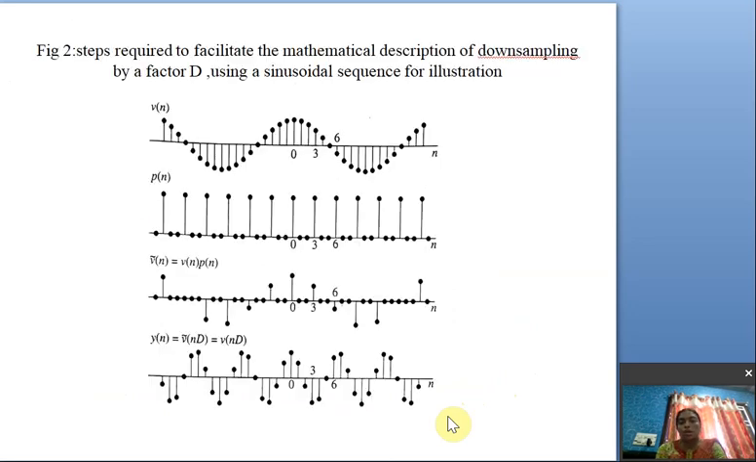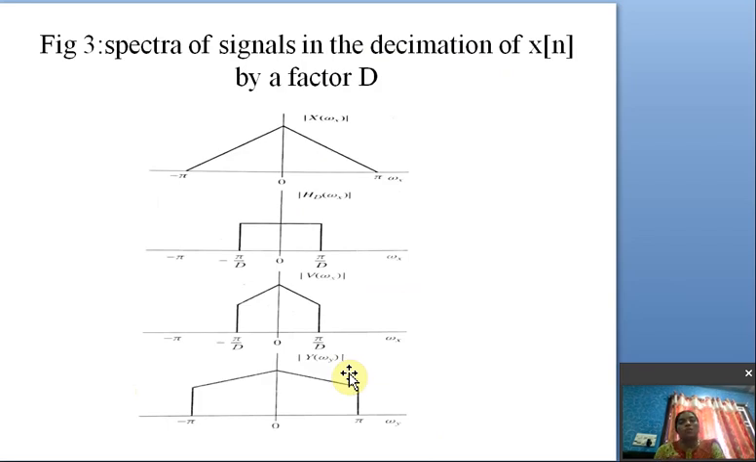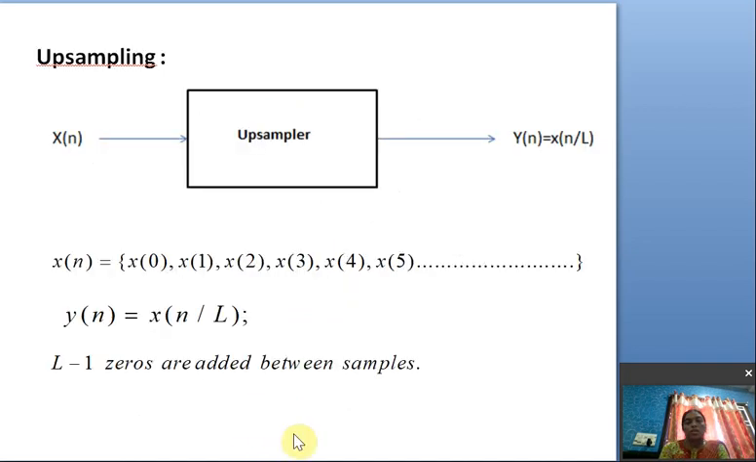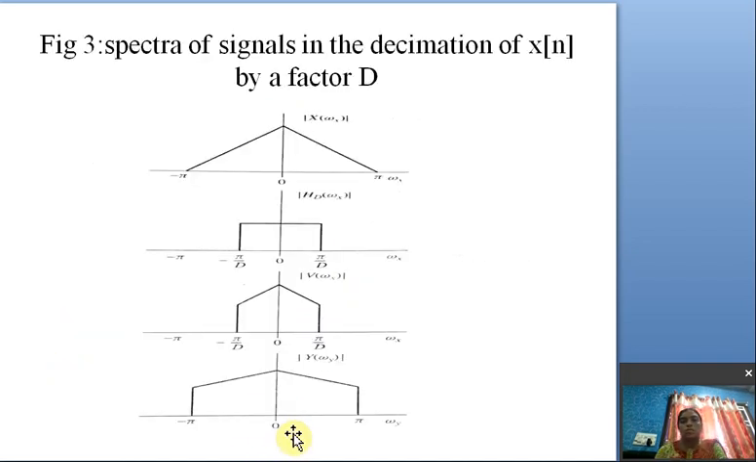We can illustrate this with respect to the graphical form also. Here v of n is taken like this, and then observe p of n, v cap of n and y of n. In this way you can downsample the input signal. This is the spectrum for each signal. Observe x of omega, take the filter and cut it off, and then you get the output like this by multiplying these two. From this you decimate, and by decimating you get the output like this. Okay, right? In this way you get the decimation process.